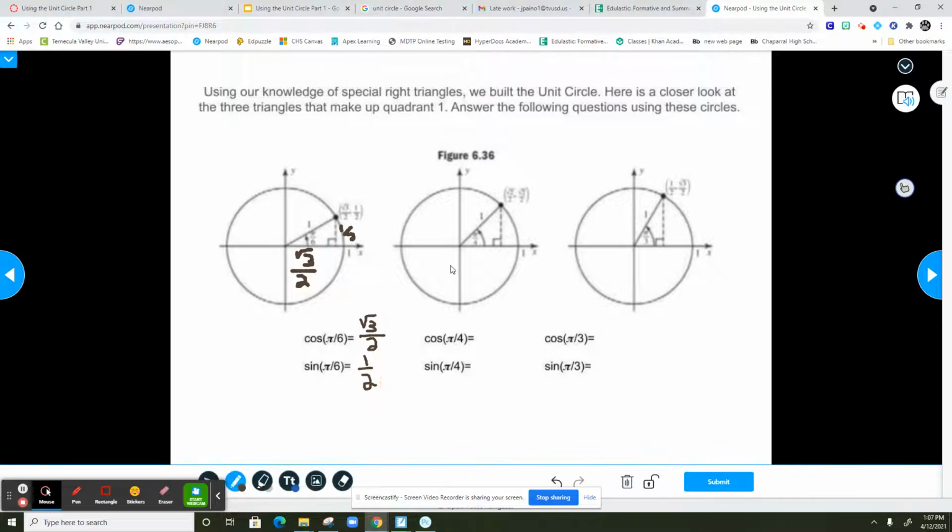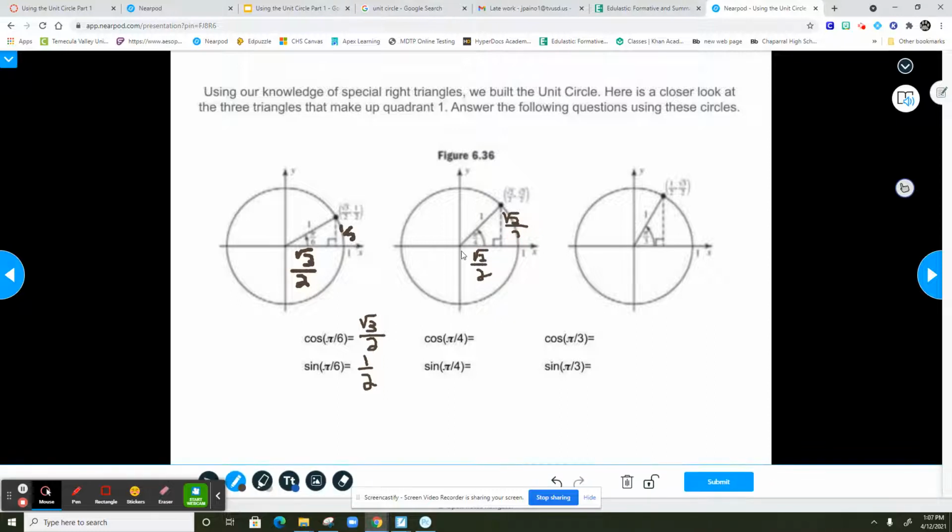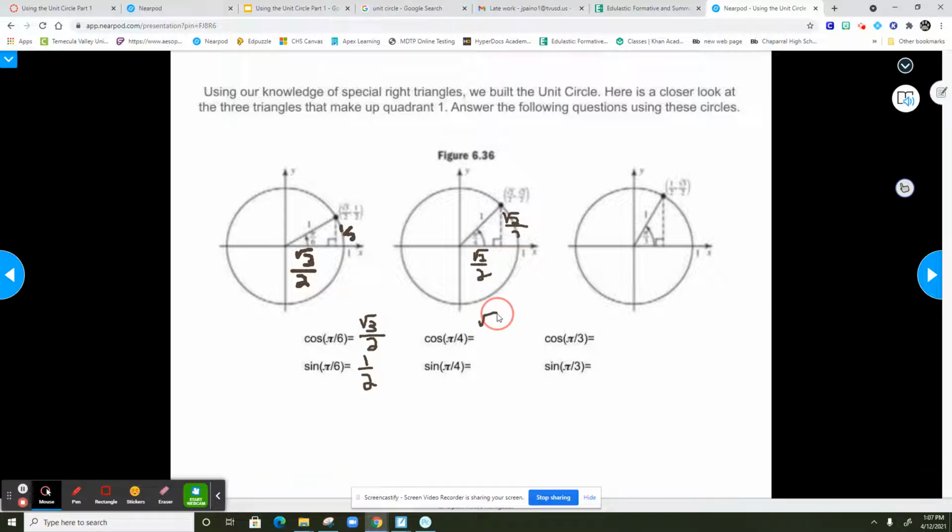Over here, again, this is going to be root 2 over 2, and this is going to be root 2 over 2. So when I ask what's cosine of pi/4? Cosine of pi/4 is adjacent over hypotenuse, so root 2 over 2 over 1, so that's just root 2 over 2. And then sine of pi/4 is opposite over hypotenuse, again the same thing, root 2 over 2.